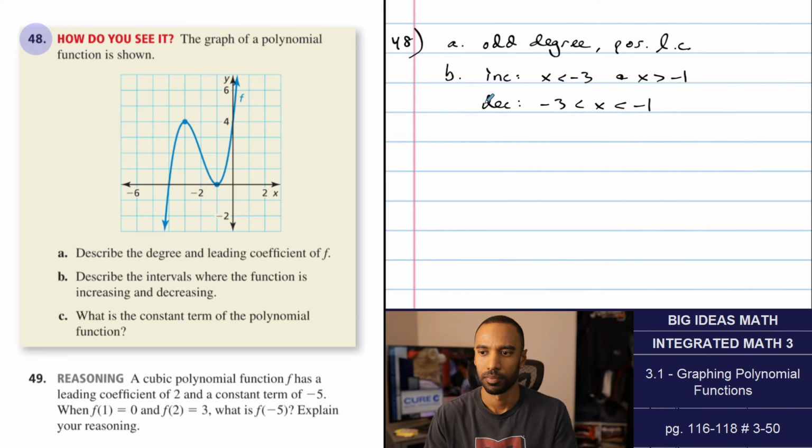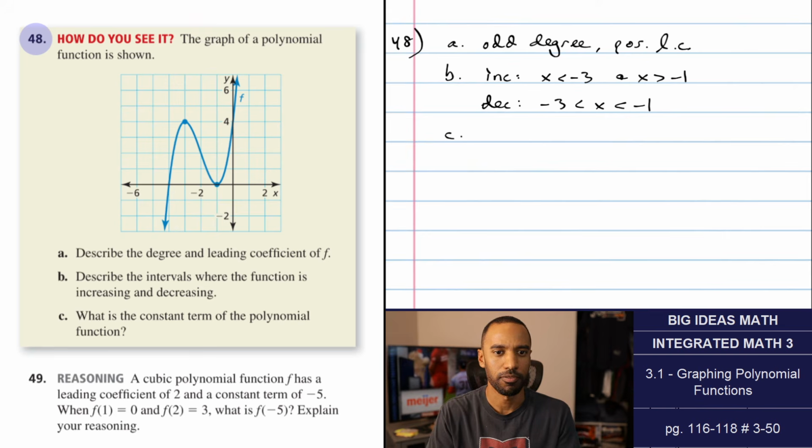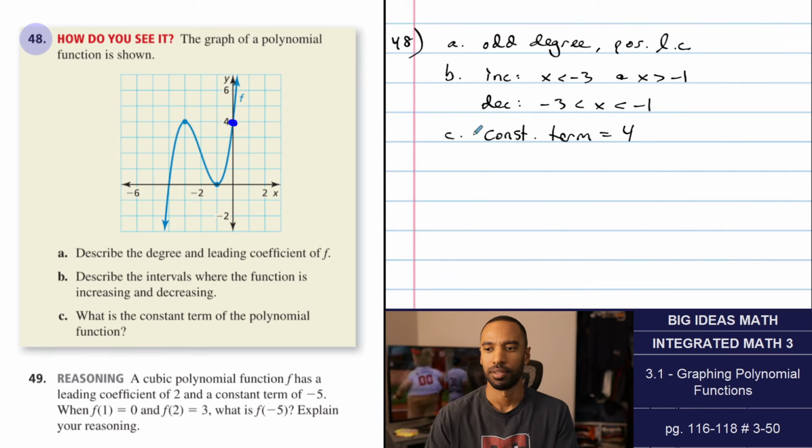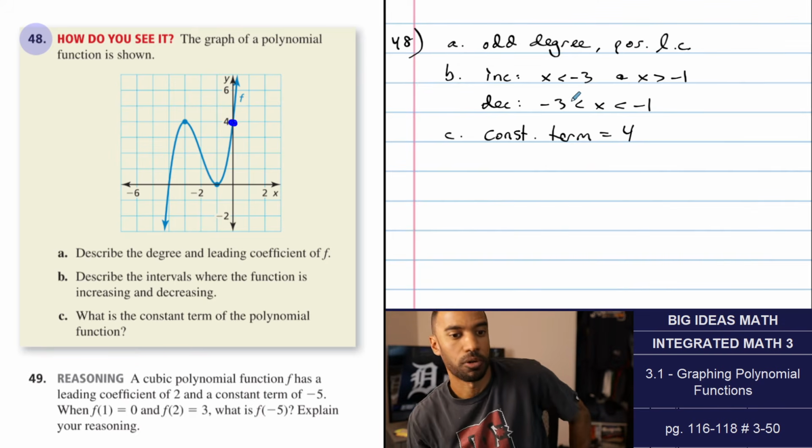Part C. What is the constant term of the polynomial function? If you notice, guys, the constant term is the y-intercept. So in this case, the constant term is 4. That's the value of y when x equals 0.